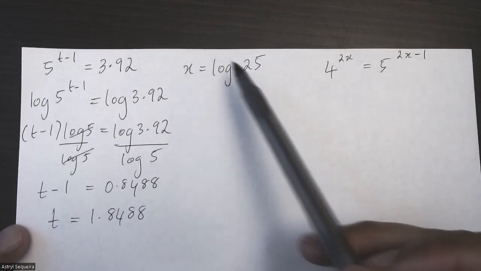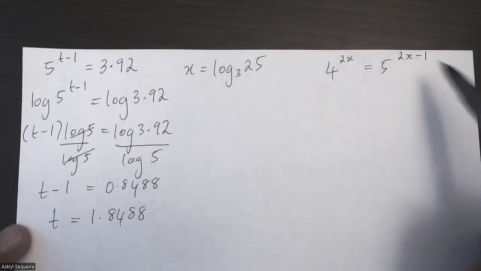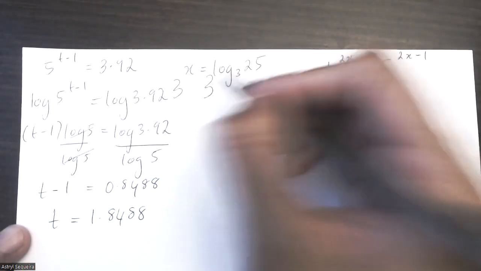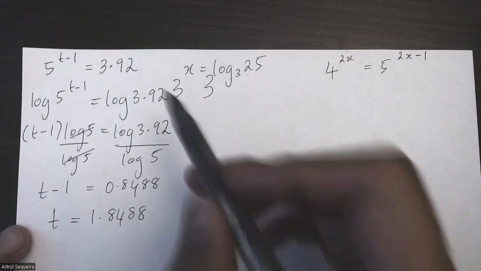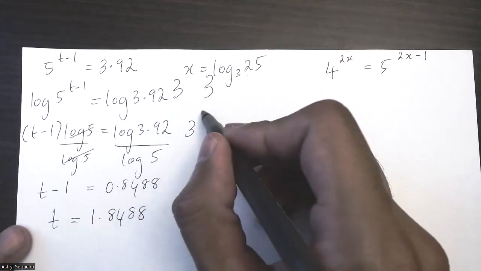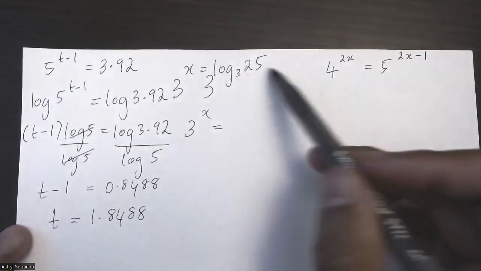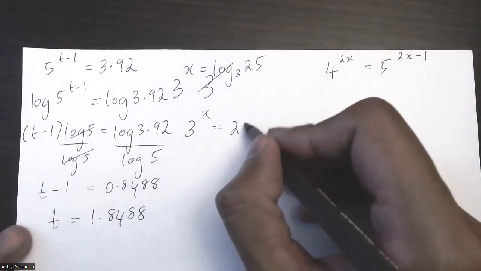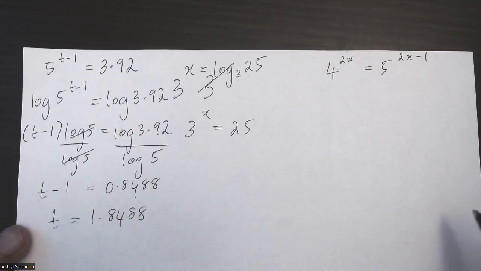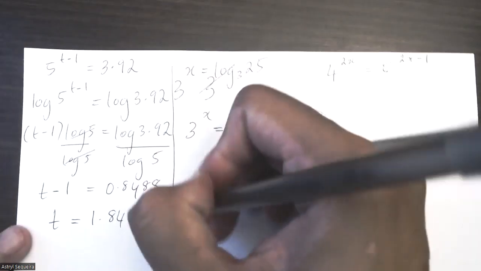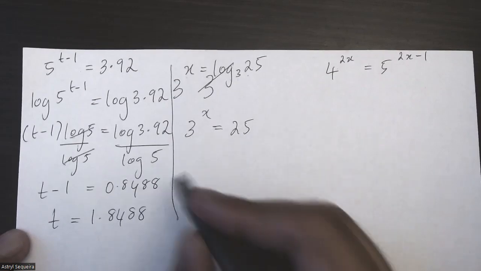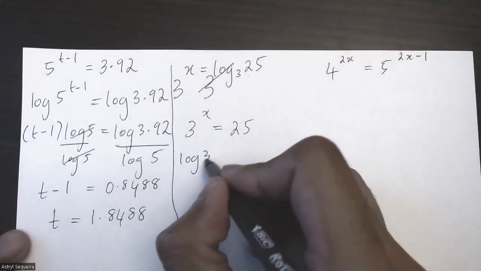So we want to first convert this to exponential form, which means we have to do the base to the power of both sides. So I'm going to do 3 to the power of both sides. So on the left side here, I have 3 to the power of x, and on the right side here, 3 and log 3 cancel, and you're left with 25. Then it's pretty much the same as this question over here.